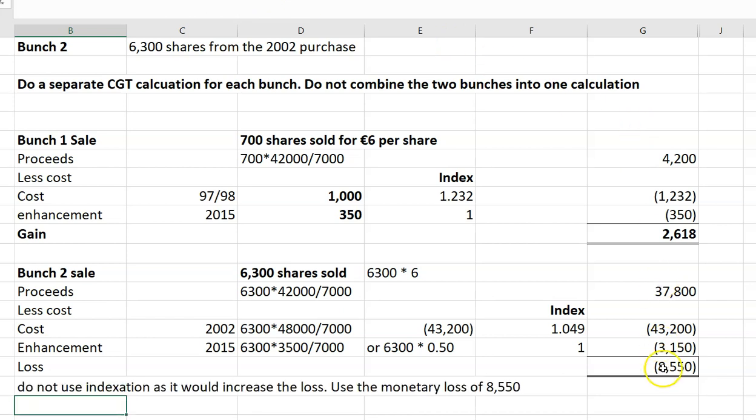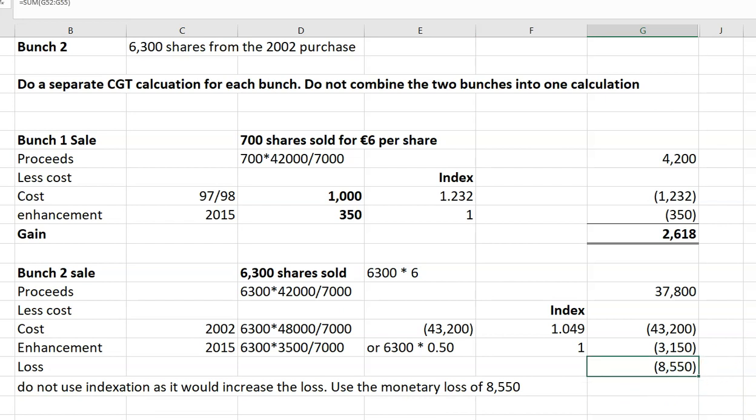And if we had taken away the index and it worked out a gain, you would have a monetary gain and an index loss, then you would say no gain, no loss. And they're the rules, and you'd have 0 there for that particular bunch 2. But here we just use the monetary loss.